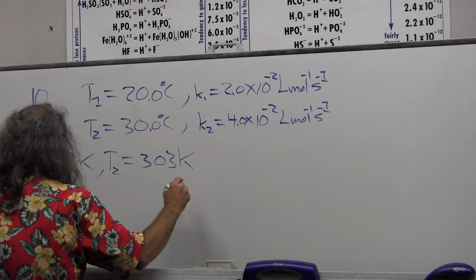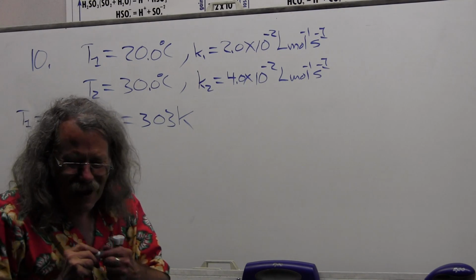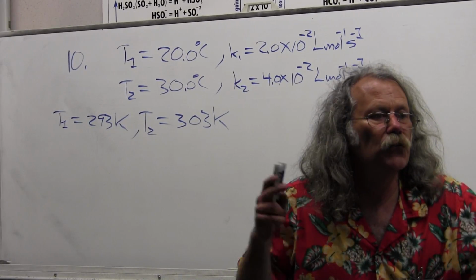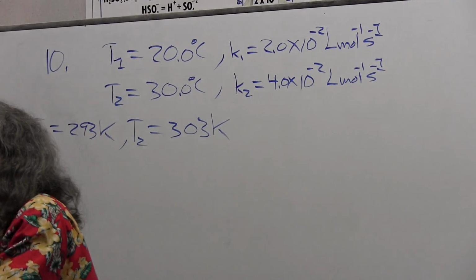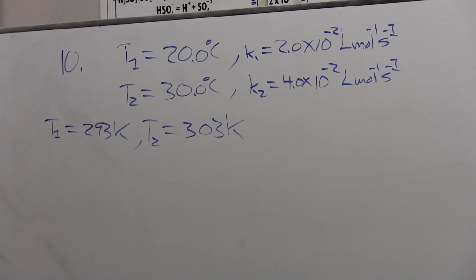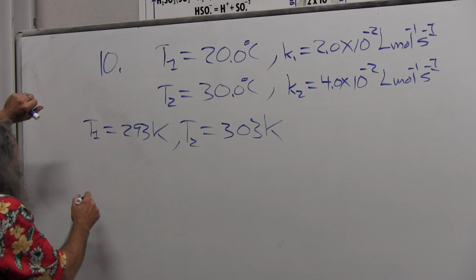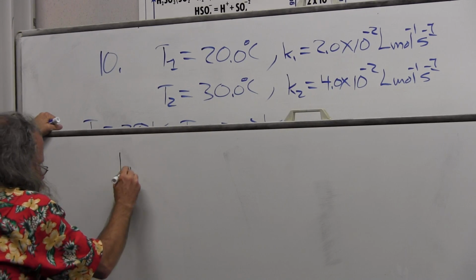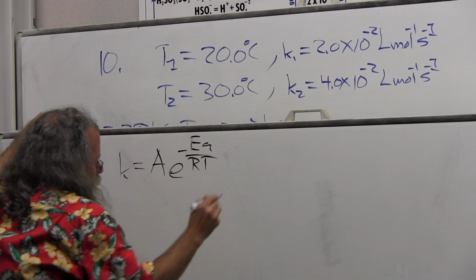303 K. So we can now, on the scratch paper, do a little derivation, but it's not too much. You can memorize this equation, but rather than memorize it, you can derive it. The primitive equation you need to know is the Arrhenius expression: k is equal to A times e to the minus Ea over RT.